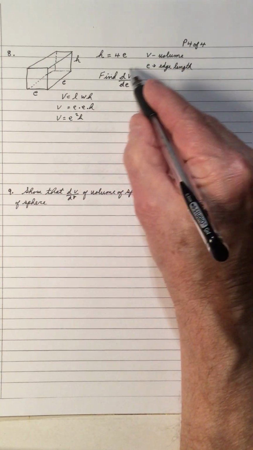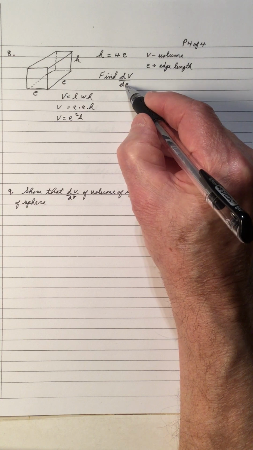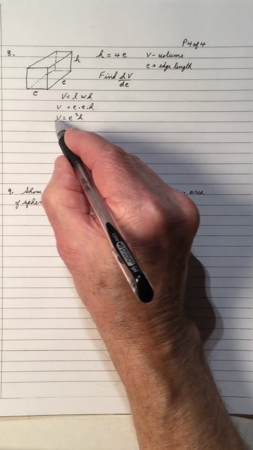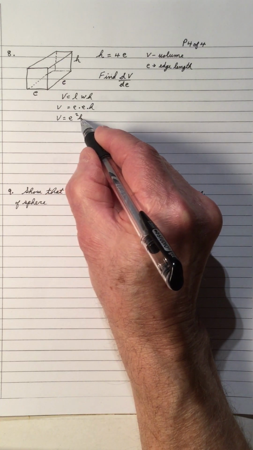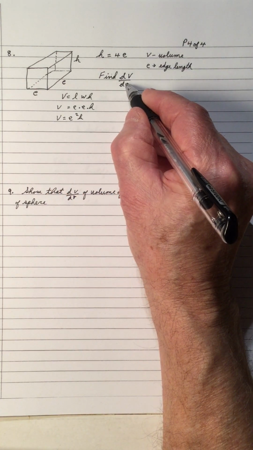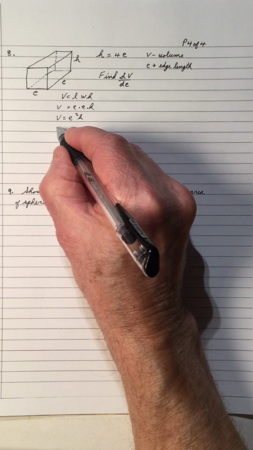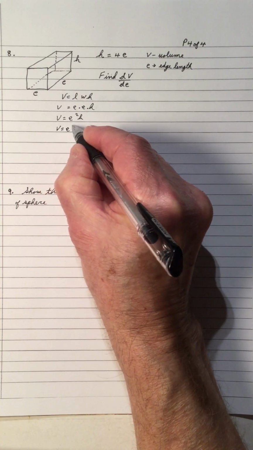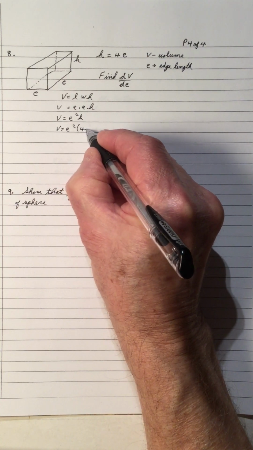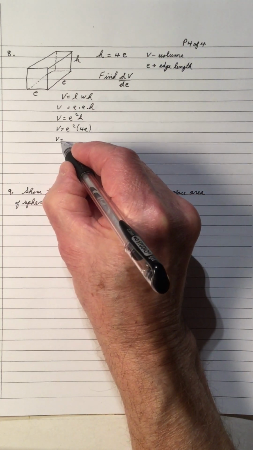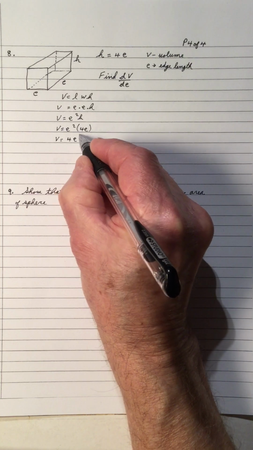But notice here, it says I want the volume in terms of E. Right now, if I did the derivative, I would have to do the volume in terms of E and H, but I only want the volume in terms of E. So that means I have to replace the H. So the H is equal to 4E. So that means the volume is 4E cubed.